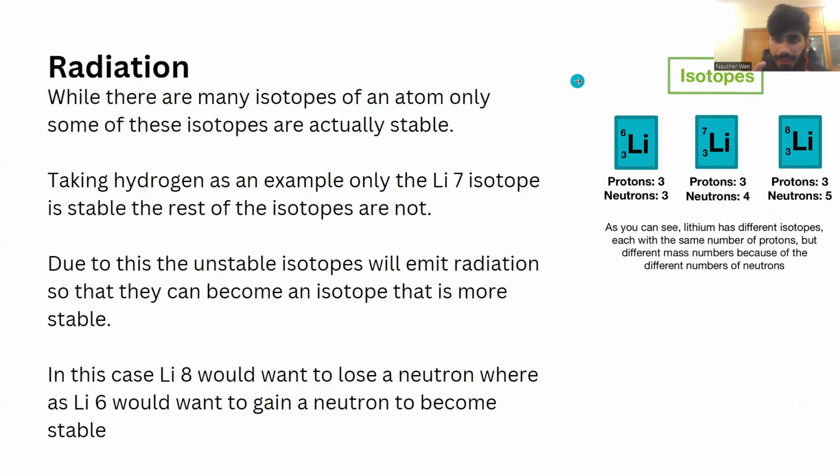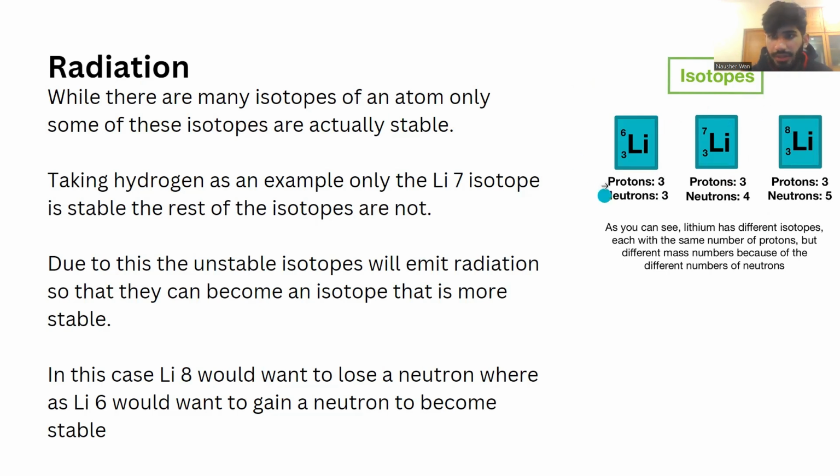Now, let's say there's a certain process, a process known as radiation, and if these isotopes undergo this process, they can become this Li7 isotope. They can become this stable isotope. So in actuality, when we're talking about radiation, radiation is simply a balancing act, a process through which unstable isotopes convert themselves into stable isotopes by doing something. Either it's gaining something, or it's losing something.